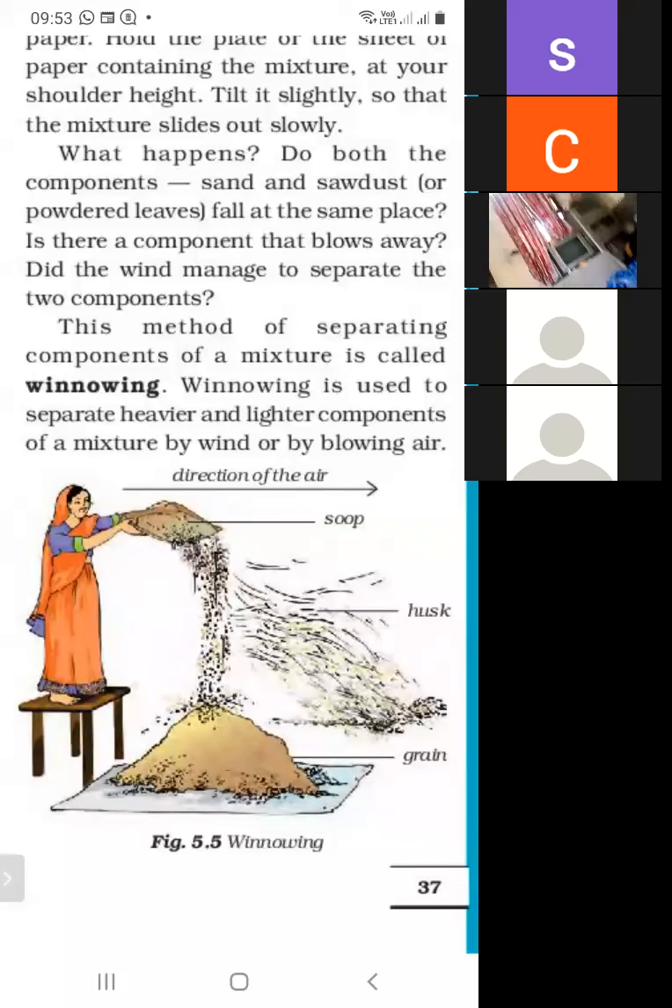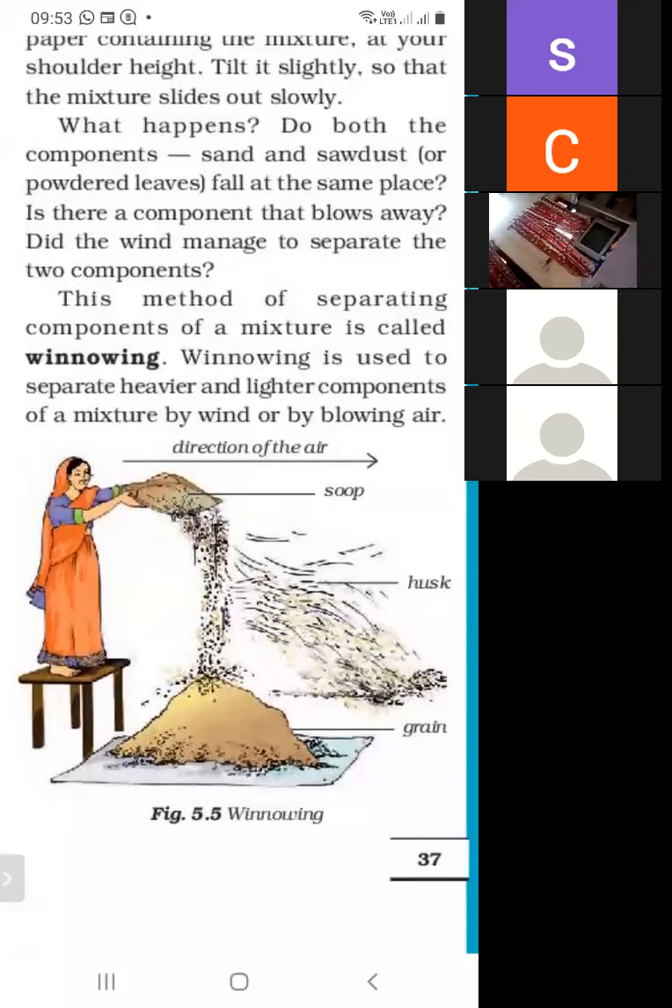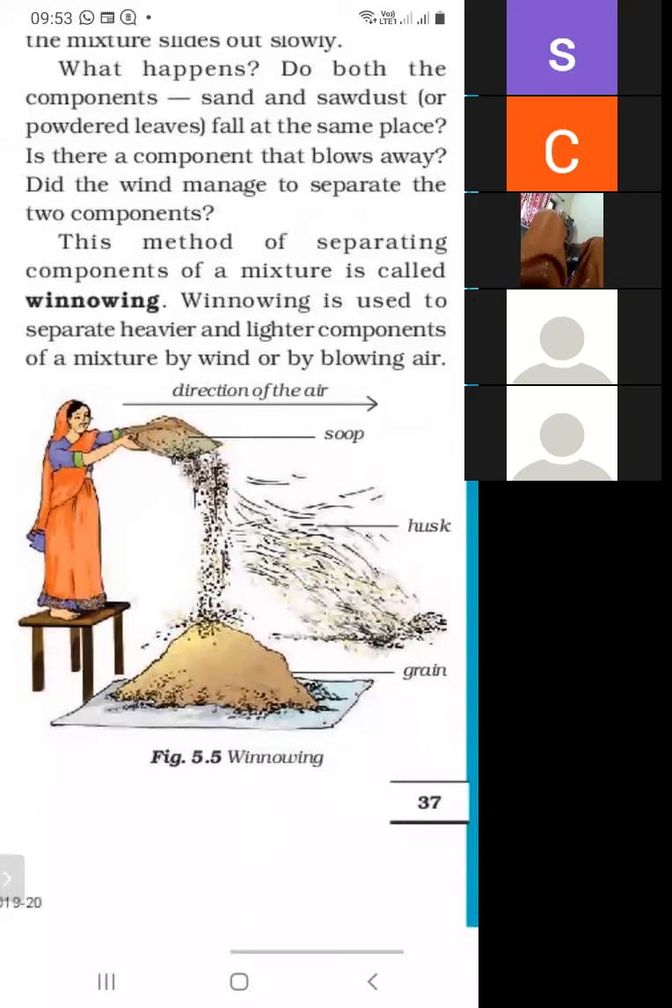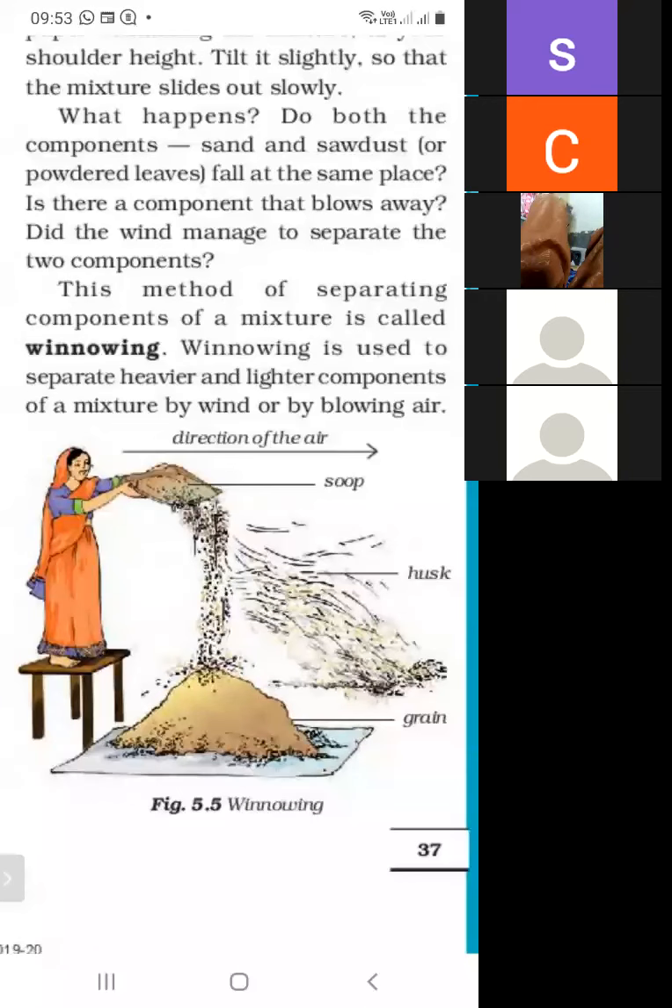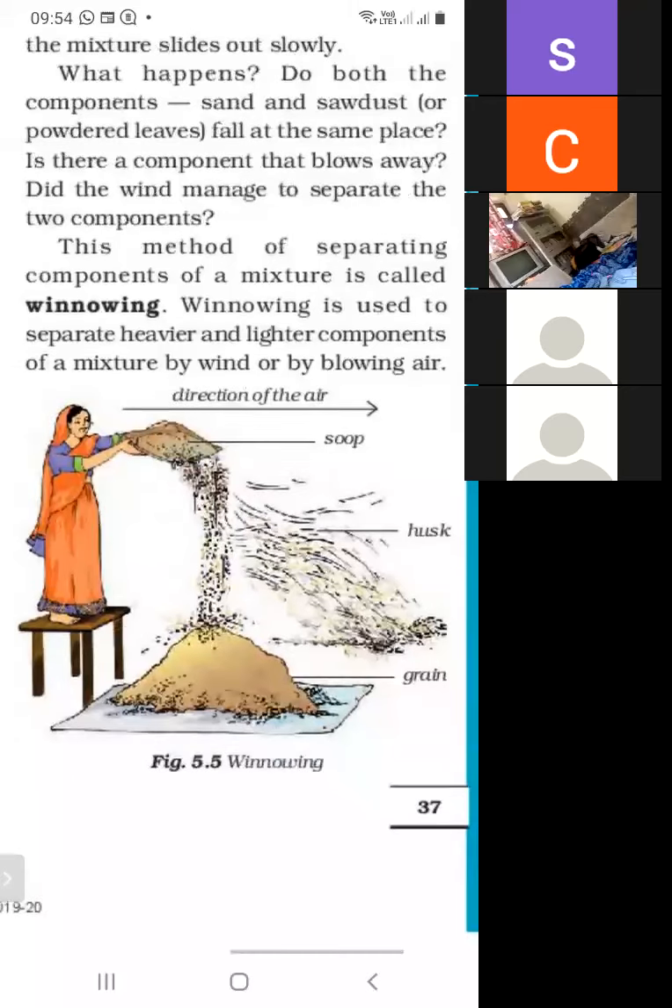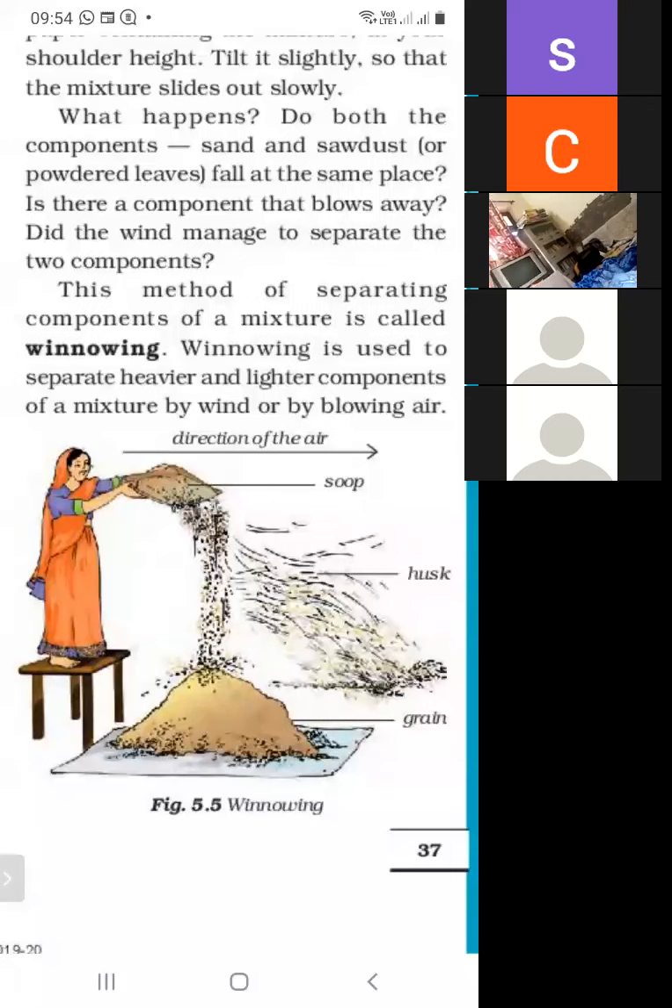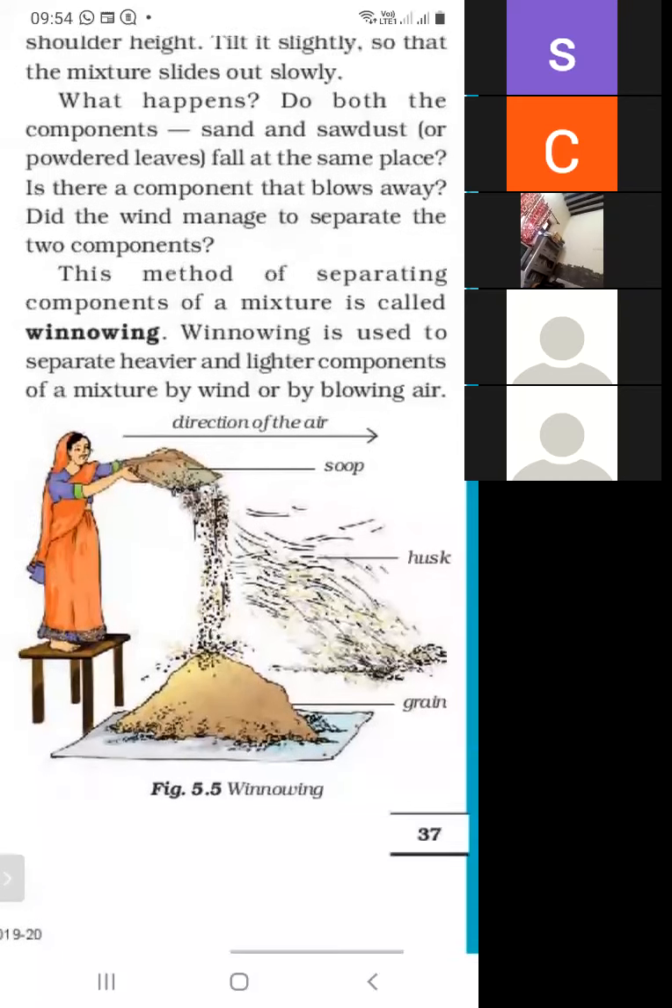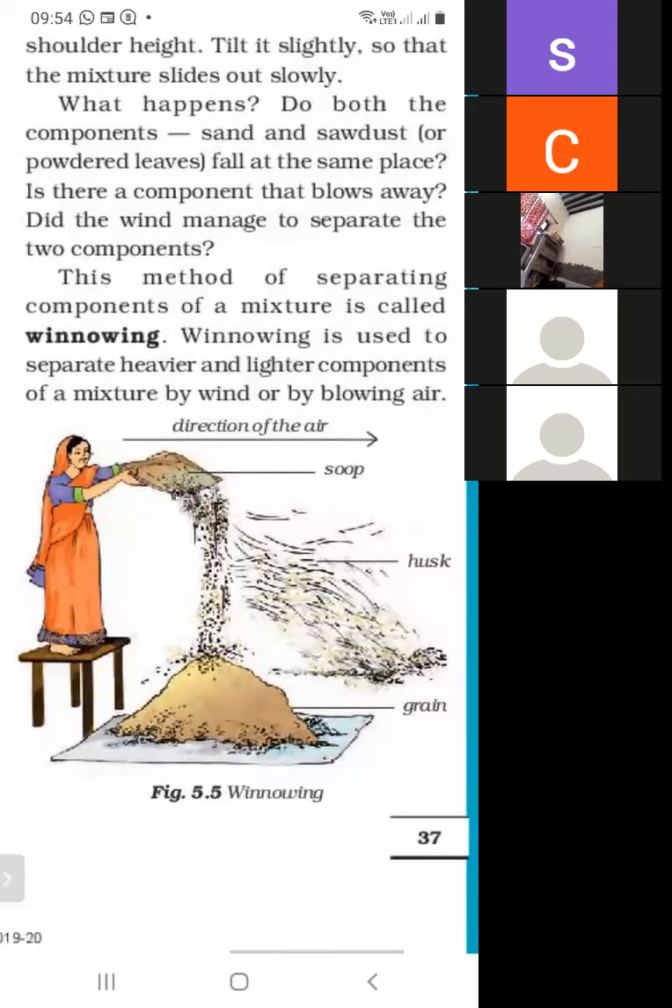And this method is called winnowing. So the method of separating components of a mixture is called winnowing. Winnowing is used to separate heavier and lighter components of a mixture by wind or by blowing air. So what is the process of winnowing? The method of separating components of a mixture with the help of wind is called winnowing.